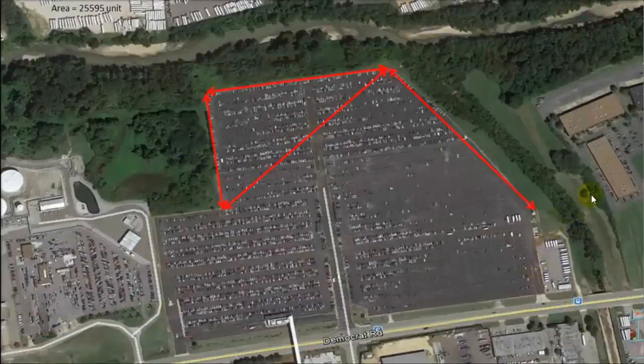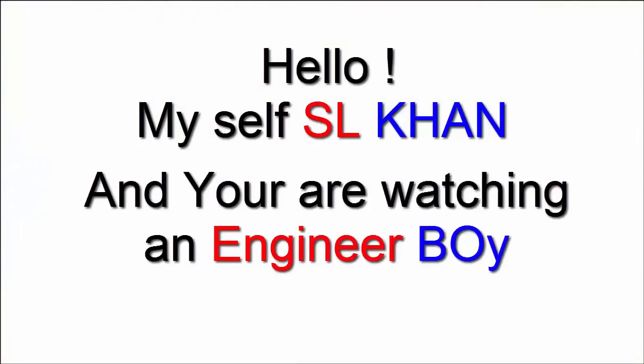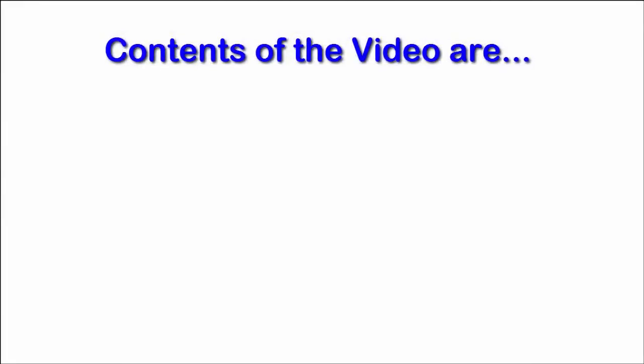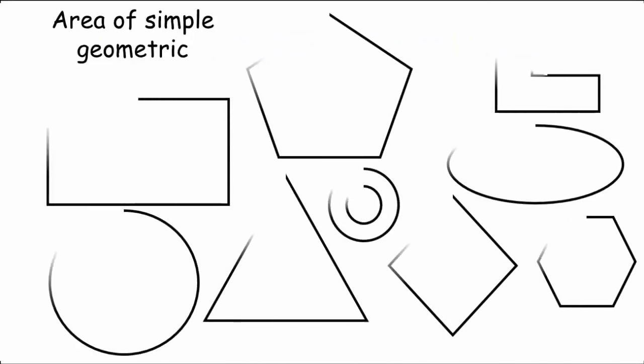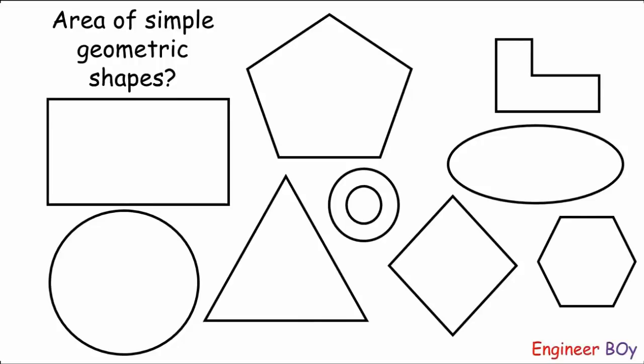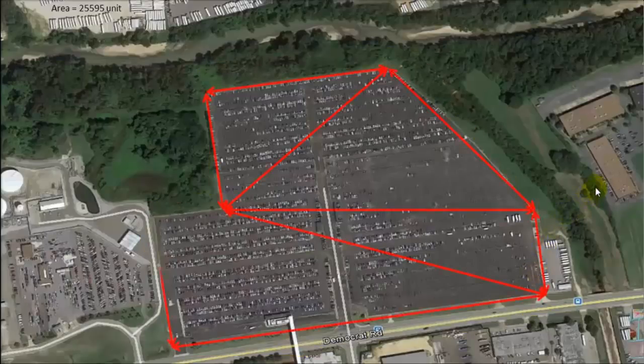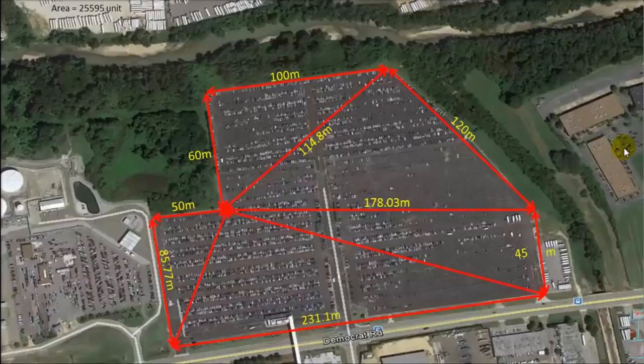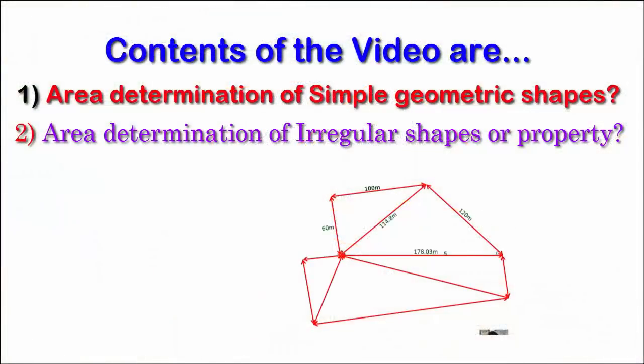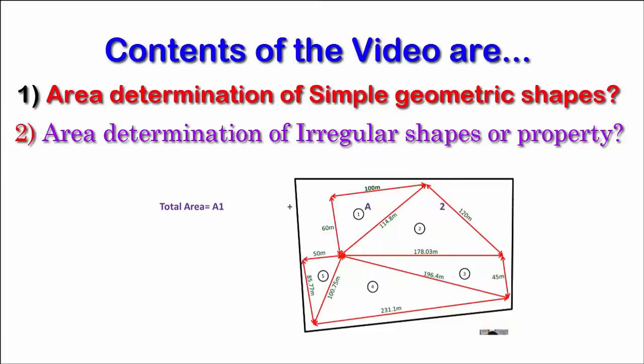So can you determine the area of a property on site? Hello, my name is Isil Khan, and you are watching an engineer boy. There are many things I want to cover in this short video. In this video, we will learn area determination of simple geometric shapes, and this will be a little quick because everybody understands the basics. The main goal is to determine the area of irregular shapes like an irregular rectangle, or in a short way, irregular polygons, because everything is a polygon when it comes to area determination except shapes having curves.